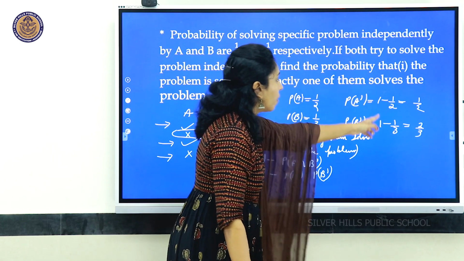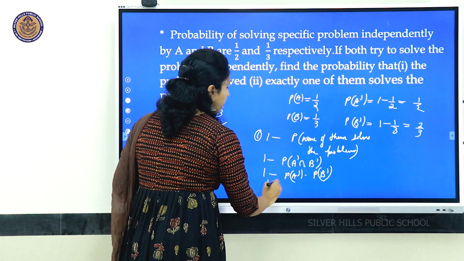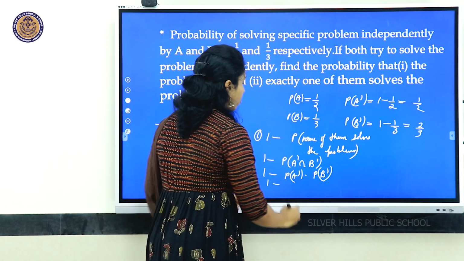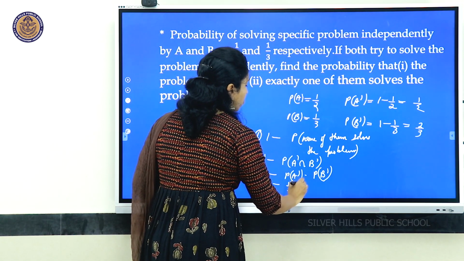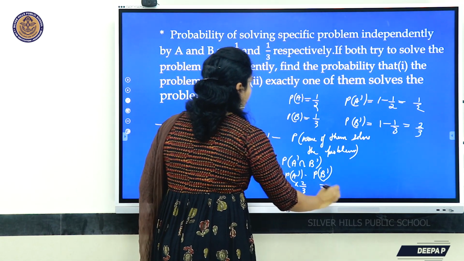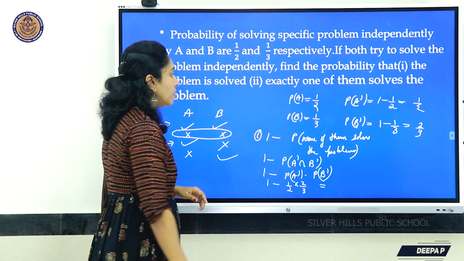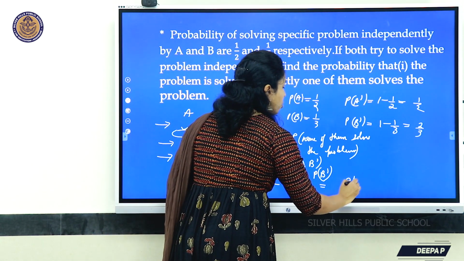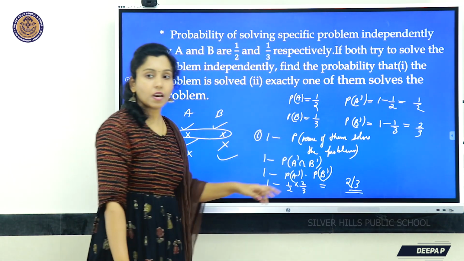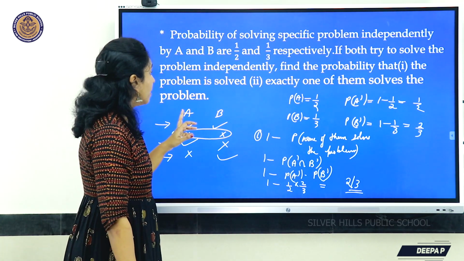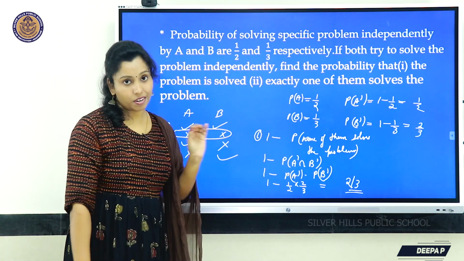Now, the complement values are ready here. 1 minus 1 by 2 into 2 by 3. That is equal to 1 minus 1 by 3. So, the answer is 2 by 3. So, this is the answer for the first part. Probability that the problem is solved.